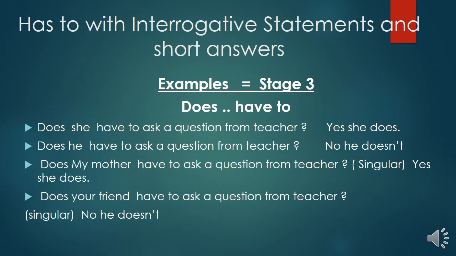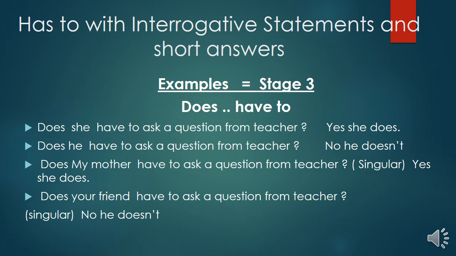Has to with interrogative statements and short answers. Example, stage 3. Does she have to ask a question from teacher? Yes, she does. Does he have to ask a question from teacher? No, he doesn't. Does my mother have to ask a question from teacher? Yes, she does. Does your friend have to ask a question from teacher? No, he doesn't.